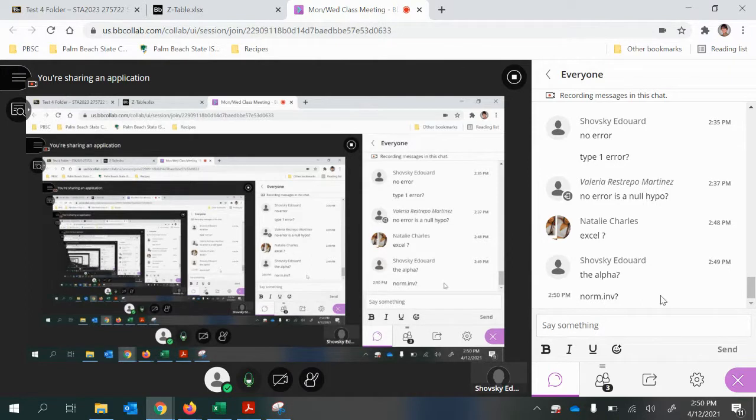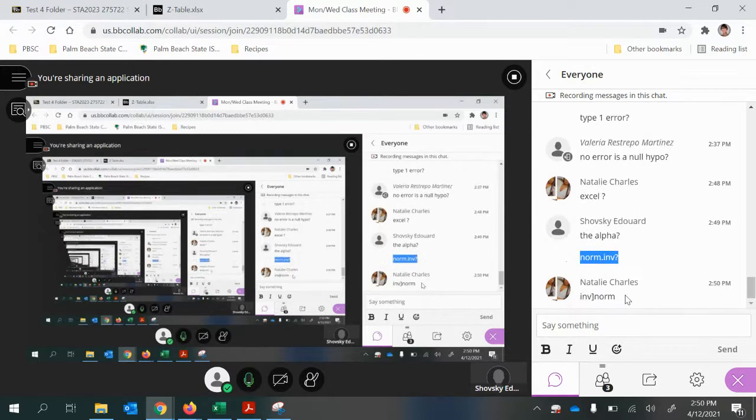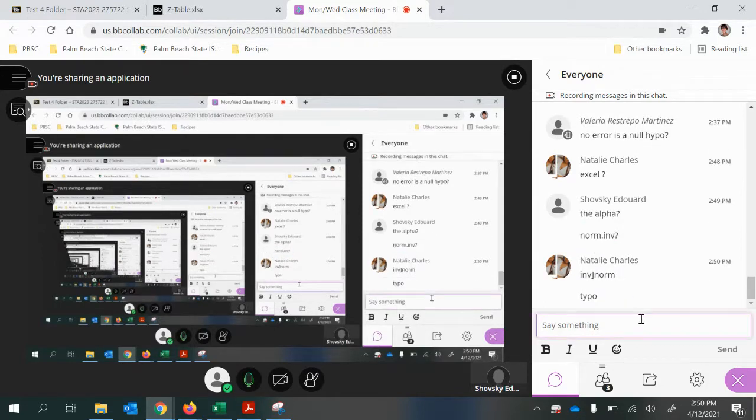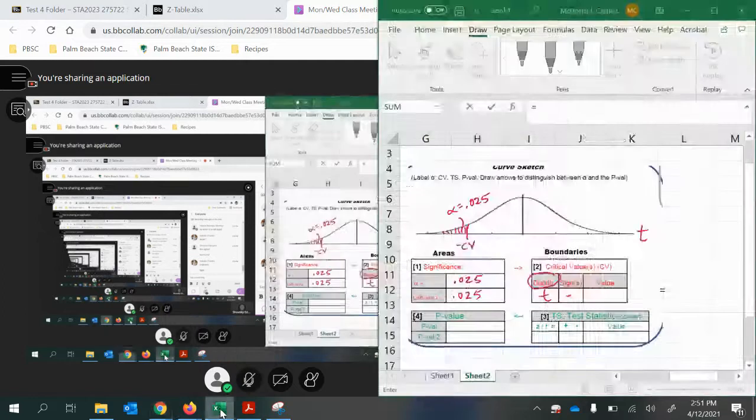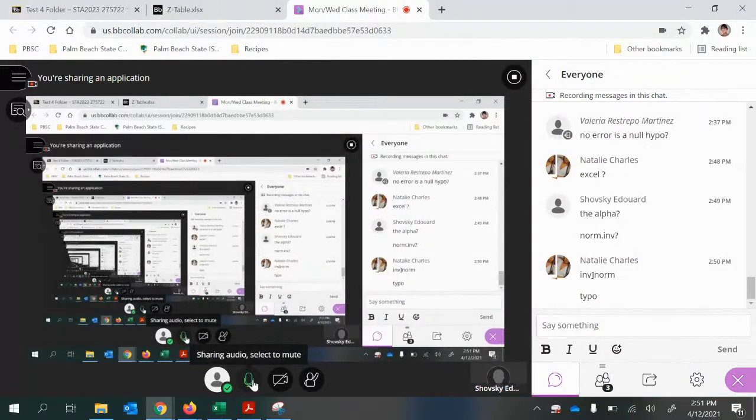Okay, so Shavsky, you're close. You said norm.inverse, but norm.inverse would give you a z-score. And we're not using the z distribution here. We're using the t distribution because we don't know our true population standard deviation sigma. Sigma is unknown here. So we can't use norm.inverse because that would give us a z-score, and what we really want is a t-score. So it's not going to be norm anything, because norm would imply that it's a z-score. All right, you guys are stumped.